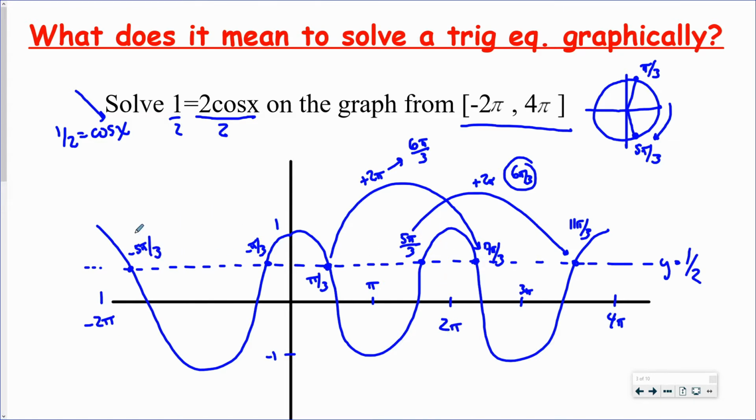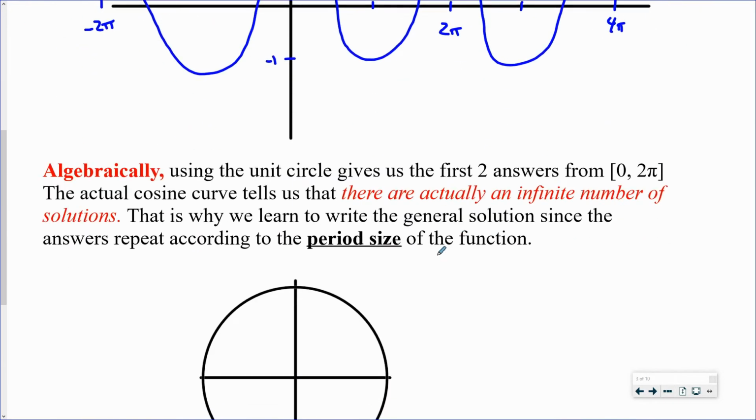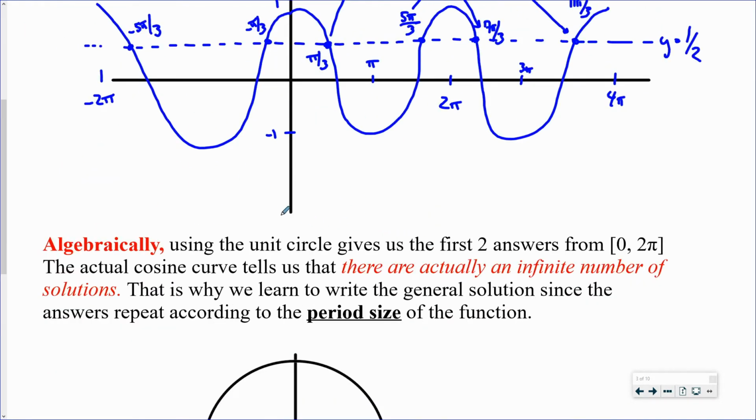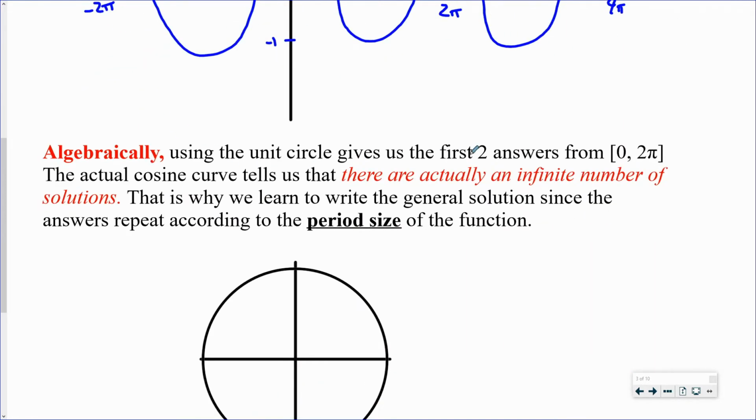This one has 1, 2, 3, what have we got? 6 solutions for it. Okay, so that's algebraically. If we're going to do it, that's graphically. If we're going to do it algebraically, we can get the first two answers from the unit circle as you saw, but there's actually an infinite number of solutions because of coterminal angles.